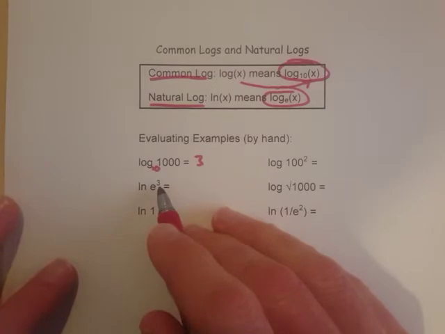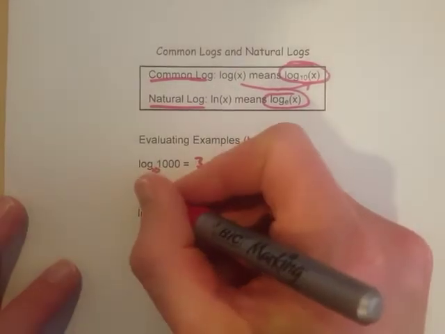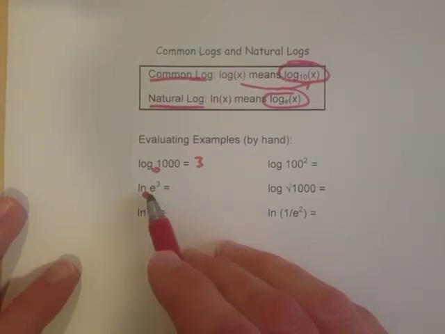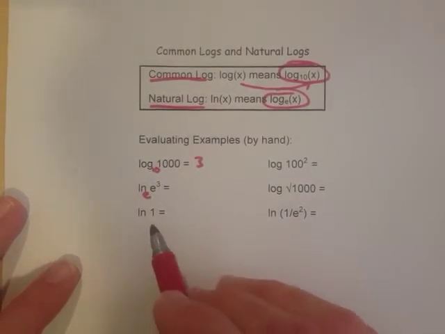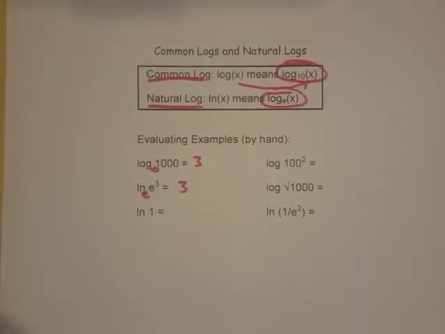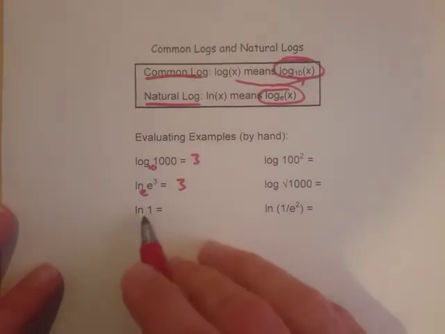ln of e to the third. Remember again that ln has a base of e, and so we're thinking about what exponent do you put on e to give us e to the third. That one's pretty straightforward when you look at it that way. It's just, again, 3.